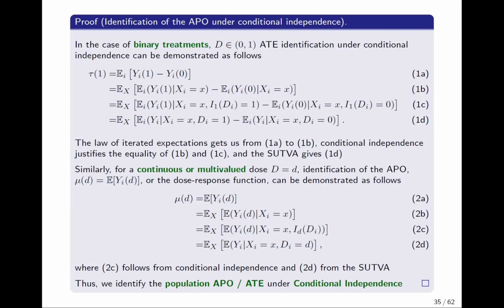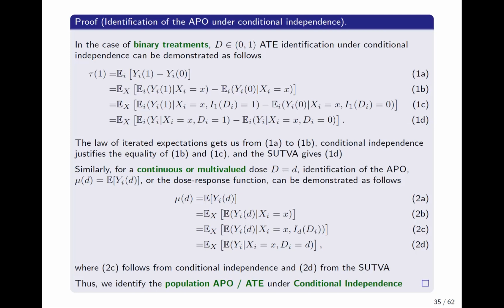and therefore it's identified. Similarly, for a continuous or multi-valued dose, that is small d, this is the average potential outcome we're looking at. Exactly the same process. This is our estimand. Use iterated expectations to condition on x and take the expectation over x. Use the CIA to condition on treatment assignment, and then finally use SUTVA, the stable unit treatment value assumption, to replace potential outcomes with observed values, and again we have identification.